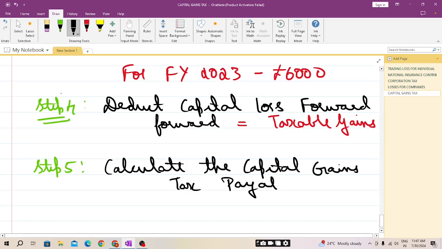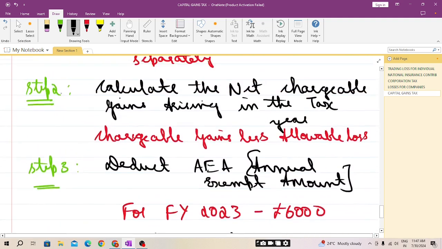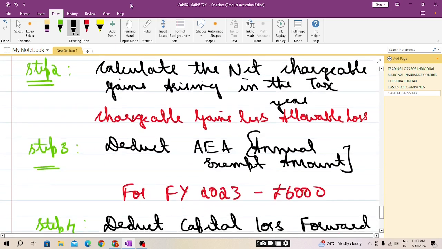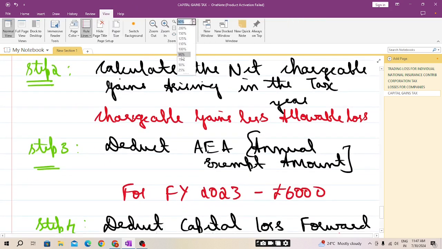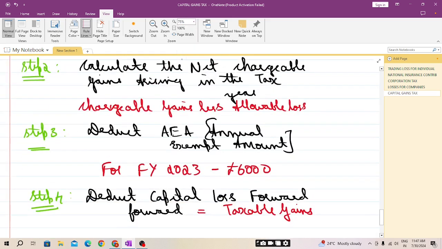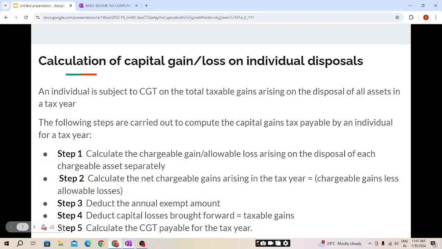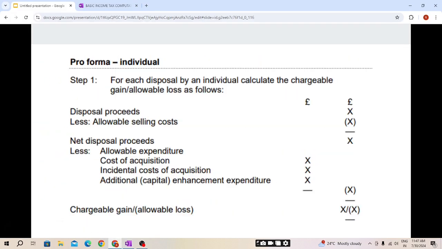I hope this is clear. So this is the approach we need to follow in order to calculate the capital gain tax. Now we will be covering each step in detail, students. We will be covering each step in a detailed manner. So now coming to the step number 1.